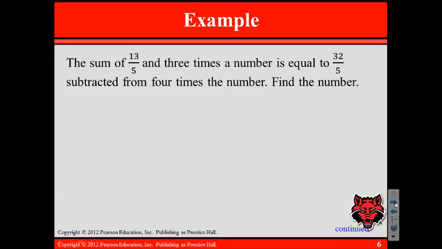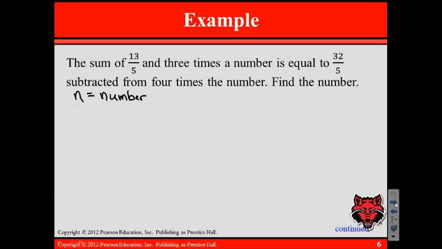Let's try another example. The sum of 13/5 and 3 times a number is equal to 32/5 subtracted from 4 times the number. Find the number. Again, the unknown number in this case is not given a variable that it must be represented by. We could call it x. Let's just call it something different for example's sake. We'll say n equals the number.